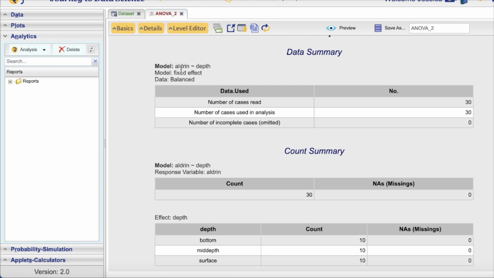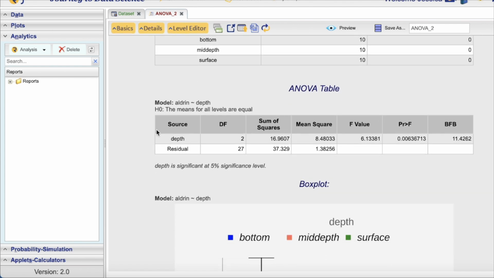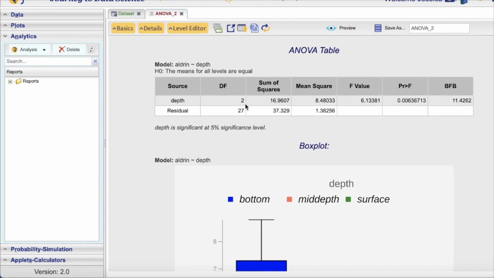So at the top, our model is Aldrin according to depth. We have 30 cases that were used. We have 10 each, no missing. And so here's the ANOVA table that I'm truly concerned with. So for depth, we had 2 degrees of freedom. 16.96 was our sum of squares for our groups and 8.48. If you look at all these values, they're pretty much the same as the table that was provided in the notes, with the exception of we had 6.14 here, and that's just due to rounding. So our p-value is still 0.006.